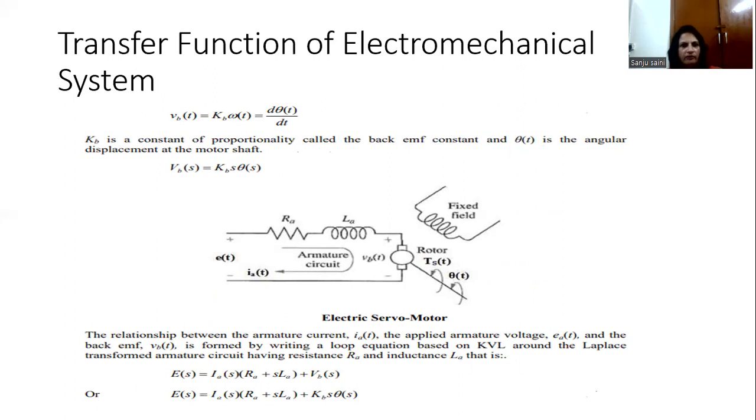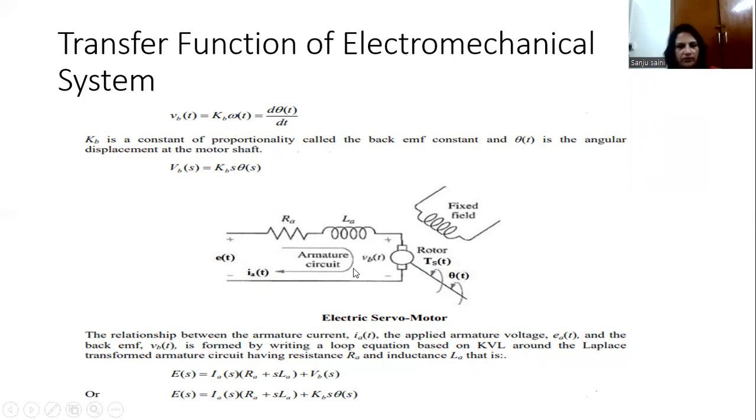Next is the transfer function of the electromechanical system. Till now we have derived the transfer function of the electrical system, the translational mechanical system, and the rotational mechanical system. Next is the electromechanical system, like the motor, which has both mechanical as well as electrical parts contained within it. This is a DC motor that comes under the electromechanical system.